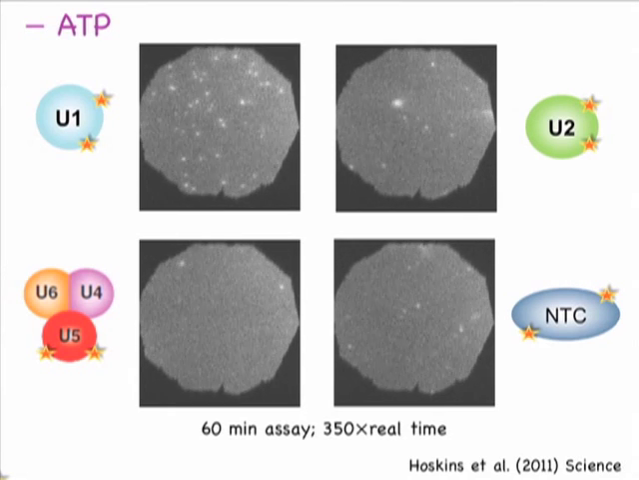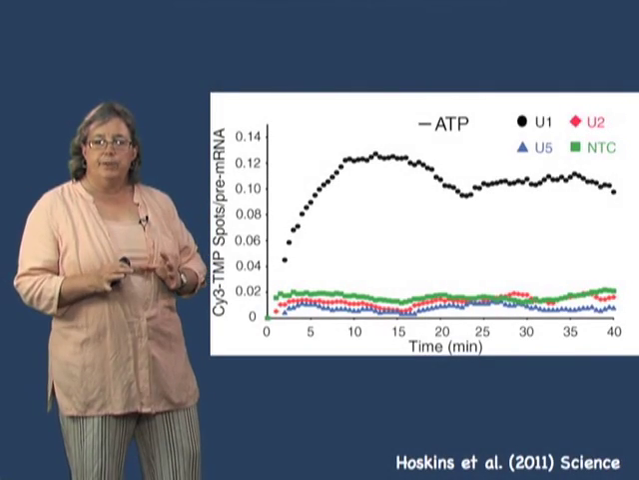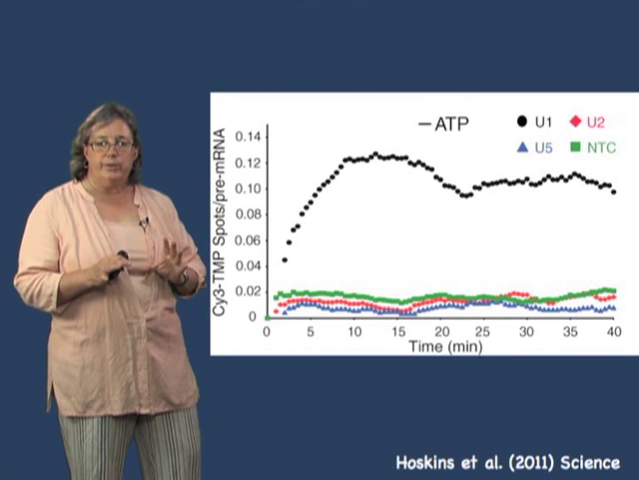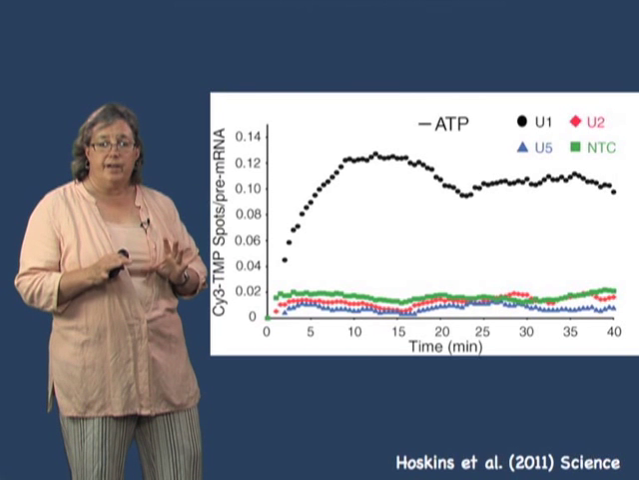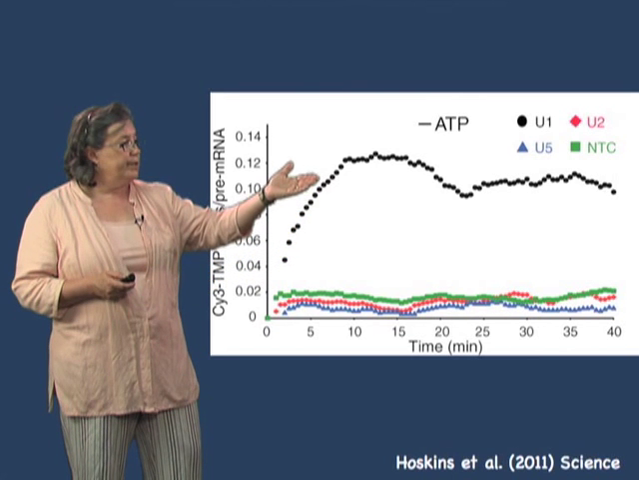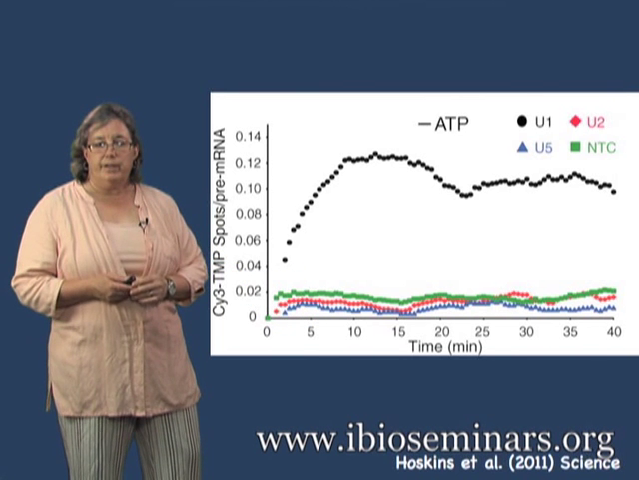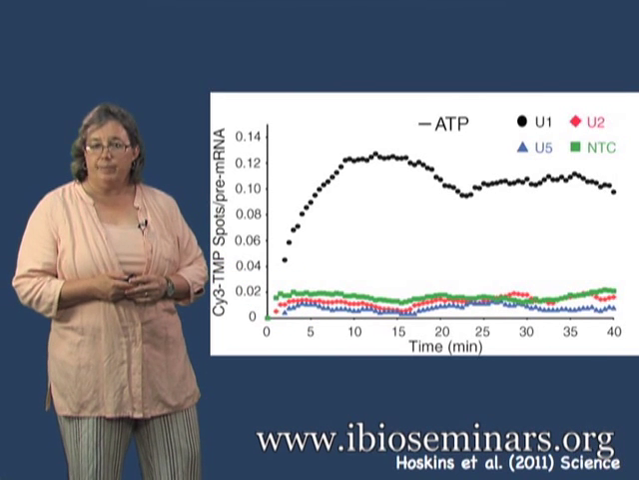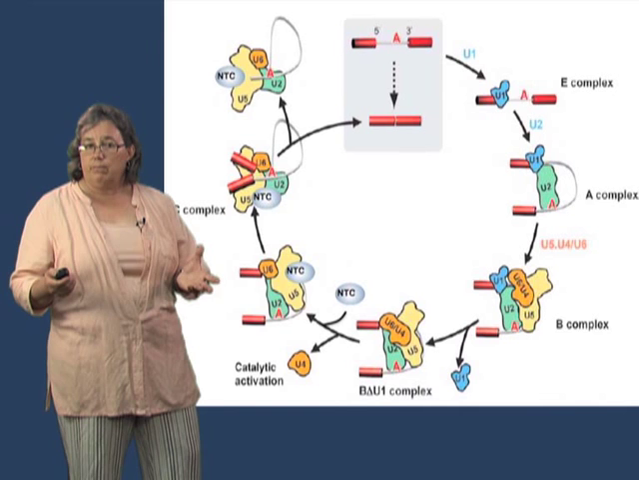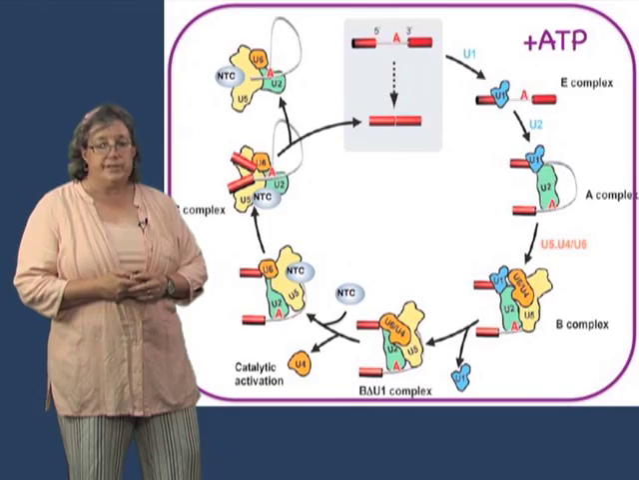If we take the data from each of those fields of view and simply count the total number of spots over time, what you can see is that in the absence of ATP, only U1 builds up, and none of the other SNRPs or the NTC really have much occupancy at any one time in the absence of ATP. So now let's run the whole spliceosome cycle. So now we're going to add ATP and see what happens.